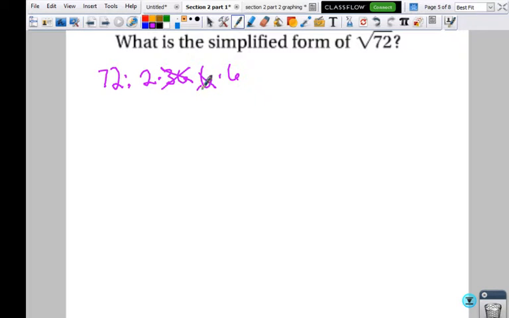3 times 2? Oh, yeah. And same thing with this 6, right? Yep. 3 times 2. So I split these up as small as possible.